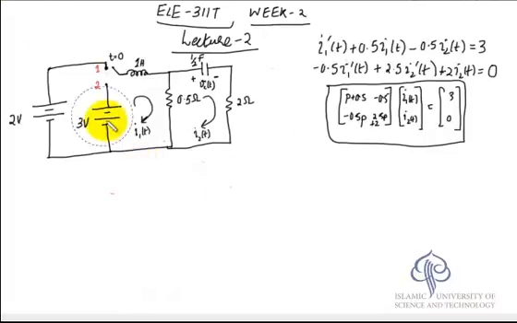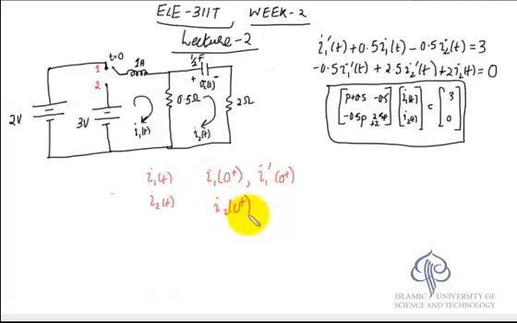You need to find the initial condition for I1(t) and for I2(t), in the sense that you need I1(0+), I1'(0+), I2(0+) and I2'(0+). So these initial conditions are required in order to solve the set of differential equations that we have up here. So what are the initial conditions?